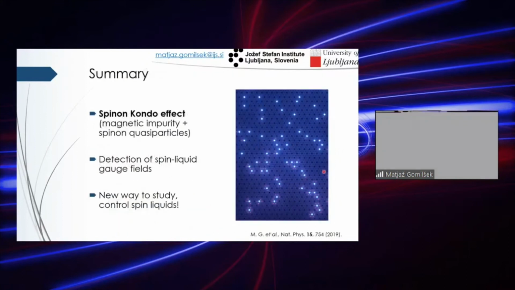So, in summary, we observed the spinon Kondo effect. This is the first time we saw a Kondo effect with charge-neutral quasi-particles, in this case spinons in the spin liquid. We potentially detected spin liquid gauge fields through this effect, and this gives us a new way to study and also control spin liquids in general.